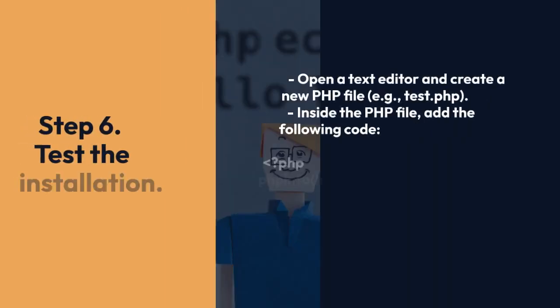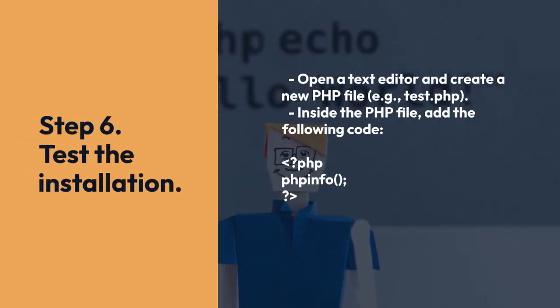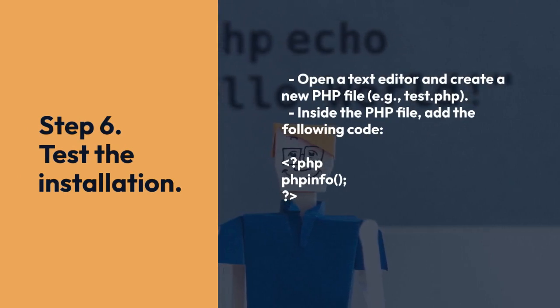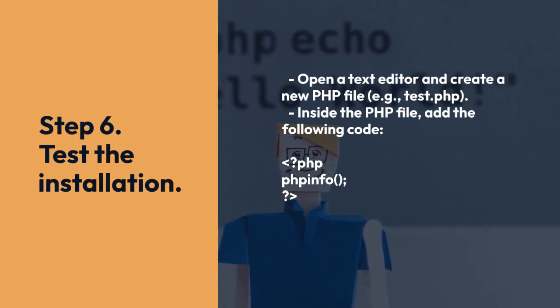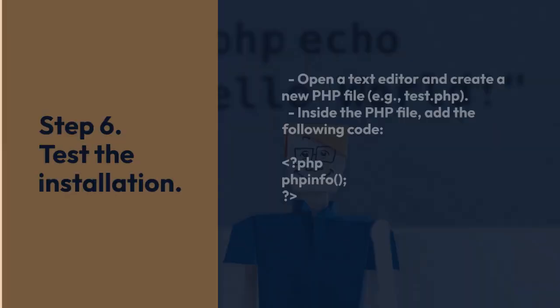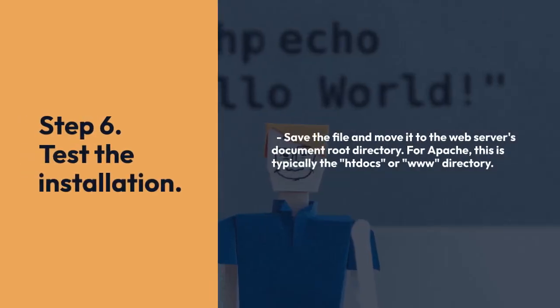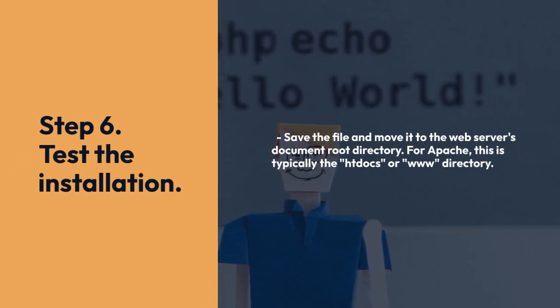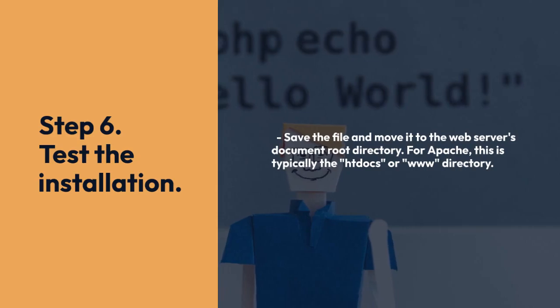Step 6. Test the installation. Open a text editor and create a new PHP file, for example, test.php. Inside the PHP file, add the following code, phpinfo. Save the file and move it to the web server's document root directory. For Apache, this is typically the htdocs or www directory.